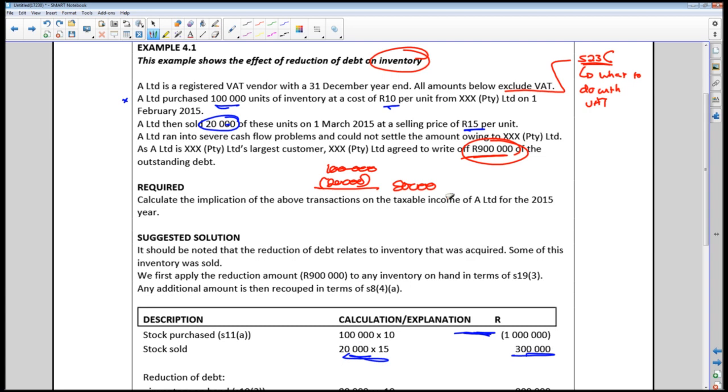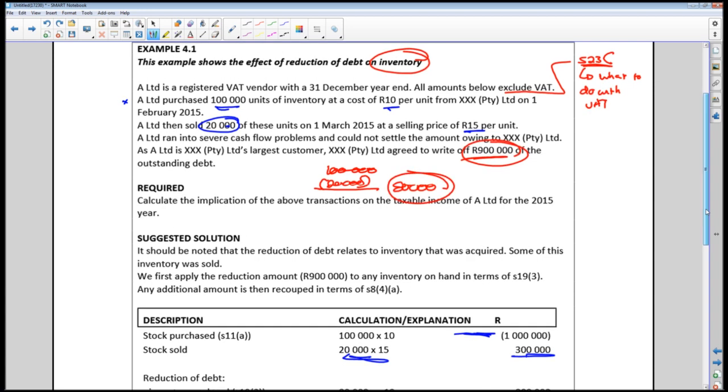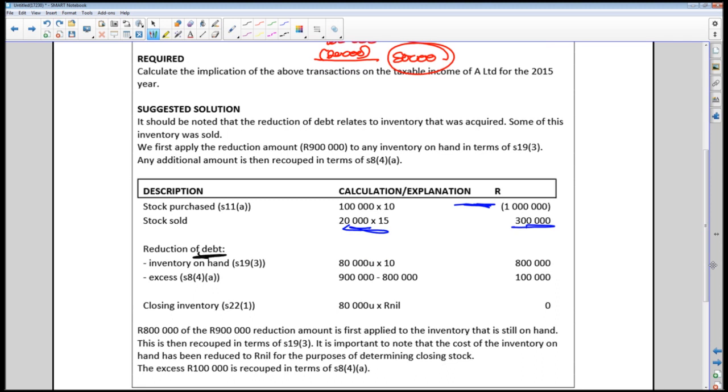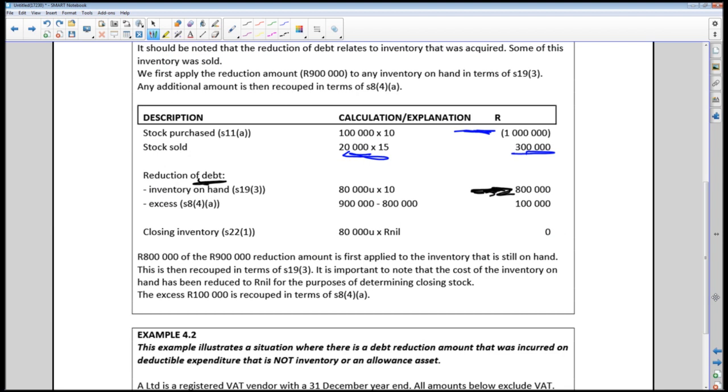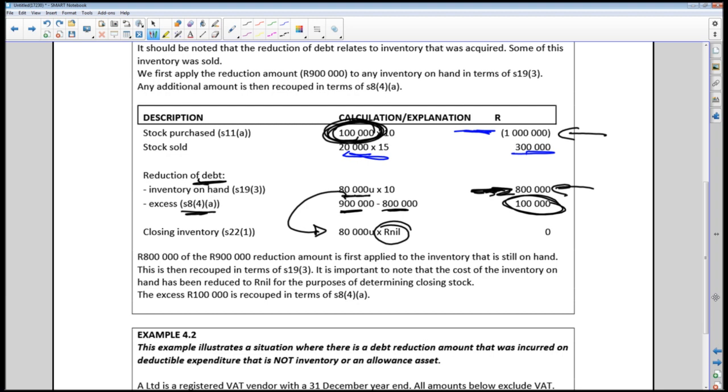Now, if you remember what section 19(4) said, it basically says first reduce the cost of the units. So, the reduction of debt: 800,000 rands of my 900,000 rands debt reduction amount, I add back to income because I'm actually reducing the cost that we incurred on 80,000 of those 100,000 units. What I want you to see now, which is very important, is that those 80,000 units will still be on hand at the end of the year, but their cost is now considered to be nil. Why? Because we've reduced it to nil with the reduction amount. Now, our reduction amount was 900,000 rands. We've used 800,000 to reduce the inventory balance to nil. So the 100,000 that remains is a recoupment for us.